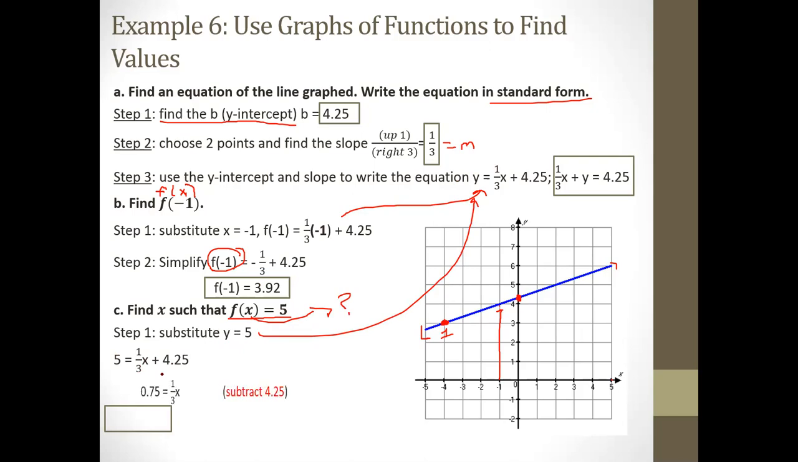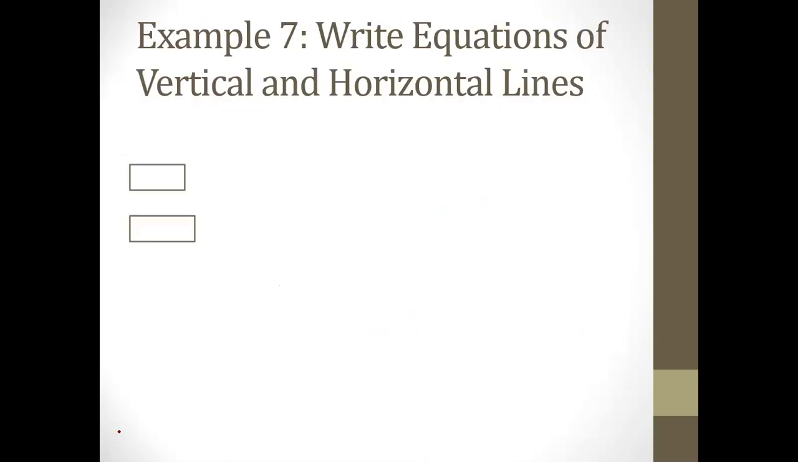We would simplify. We're going to subtract 4.25 from both sides of the equation first. And when we do that, we'll get 0.75 equals 1/3 x. Next, we're going to multiply both sides by 3, and that gives us our answer. The x is 2.25. 3 times 0.75 gives us 2.25. And that's our answer.